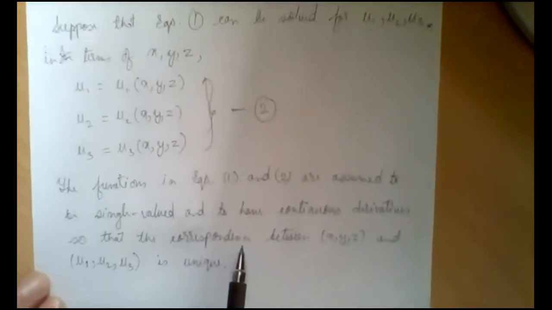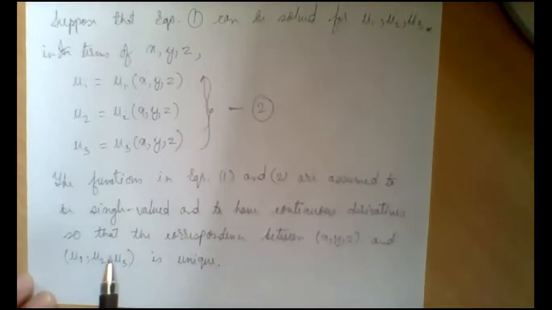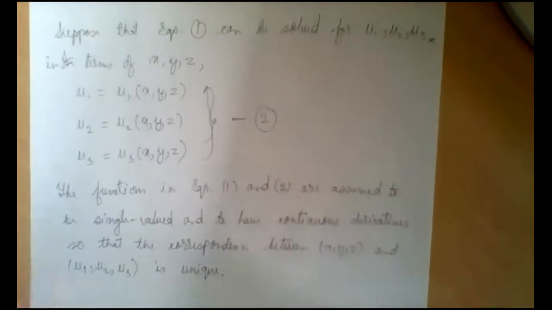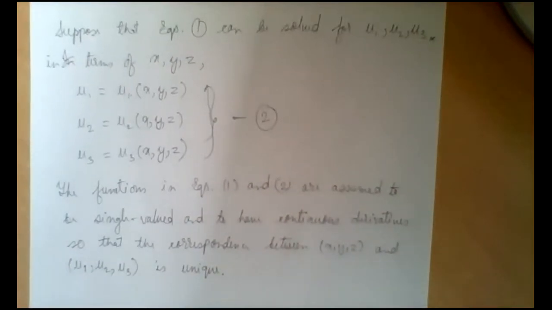These three functions are assumed to be single valued and to have continuous derivatives so that the correspondence between x, y, z and u1, u2, u3 is unique. For a given value of u1, u2, u3, there is only one value of x, y, and z. For a given value of x, y, and z, there is only one corresponding value of u1, u2, u3. It is a one-to-one correspondence.